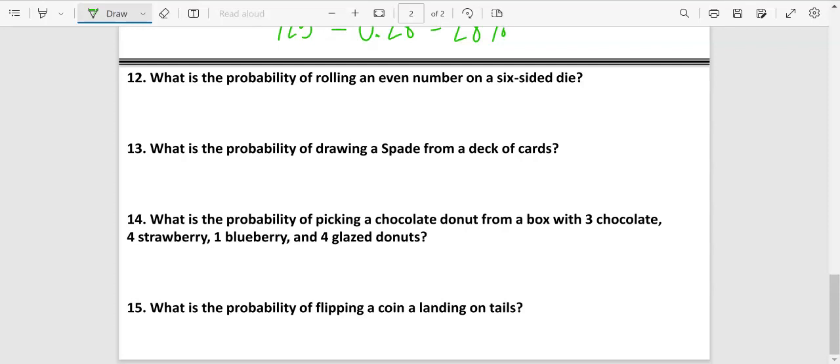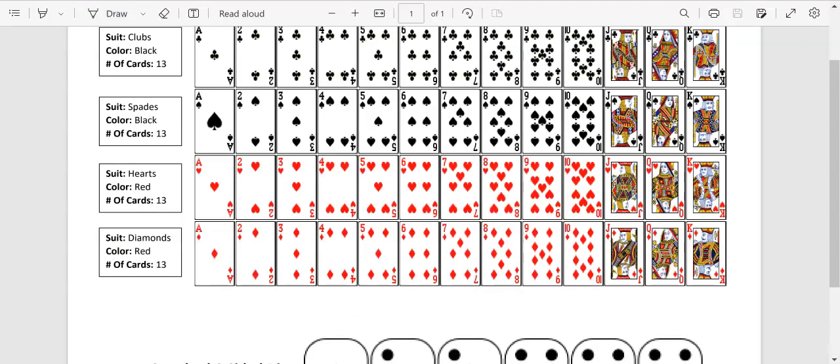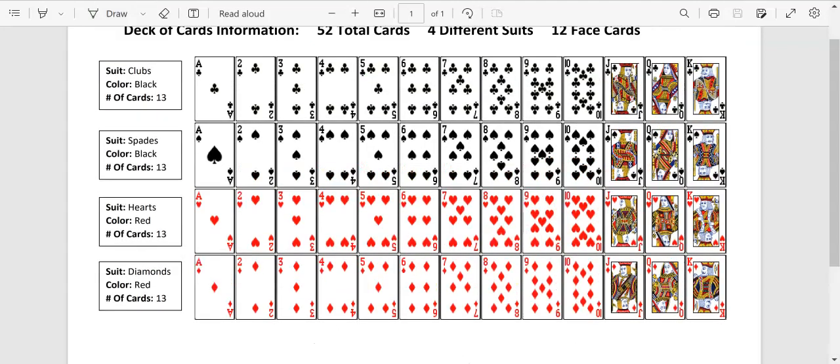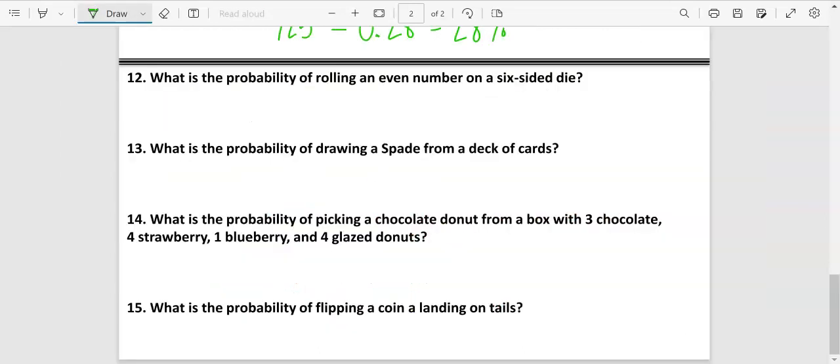For these last four problems, 12, 13, 14, and 15, these are situational probabilities, so we don't have a two-way table or a Venn diagram to work on. So I do have my deck of cards sheet out just in case I need to reference this. Looking at number 12, it says, what's the probability of rolling an even number on a six-sided die?